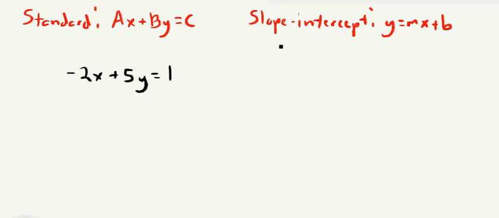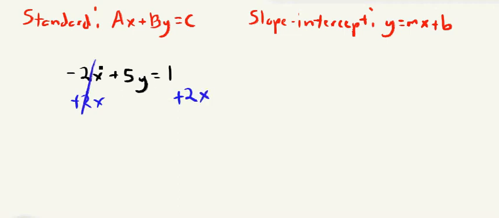Okay, so we need to get this so that it's in slope-intercept form, which means we need to get y by itself. We need to solve this for y. So the first thing that we're going to do is we're going to move our x term over to the other side. Okay, so since it's negative 2x, we're going to add 2x to both sides. When we say both sides, we mean both sides of the equal sign, remember.